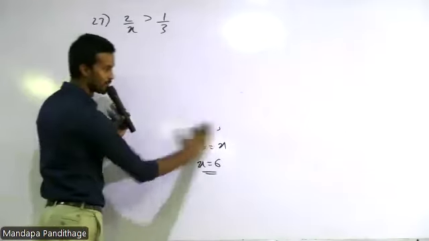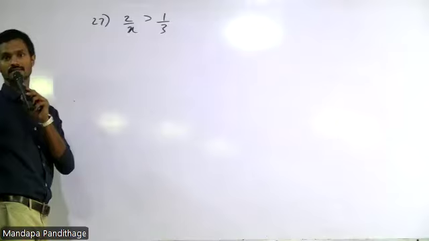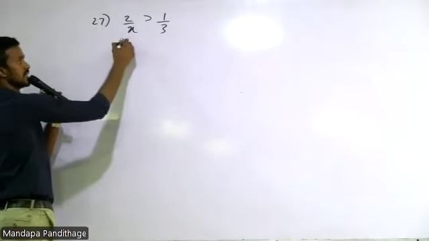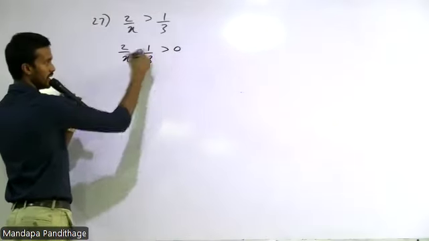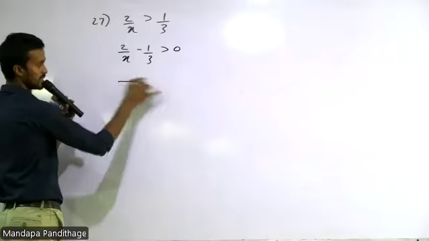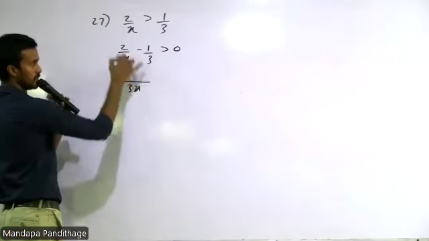First step, make one side 0. Take this to this side. Then take the common denominator and simplify, it becomes 6 minus x over 3x. Same drill. Take a number line. This becomes 0 when x equals 6. This becomes 0 when x equals 0. Clear? You can't just cross multiply and get the answer.